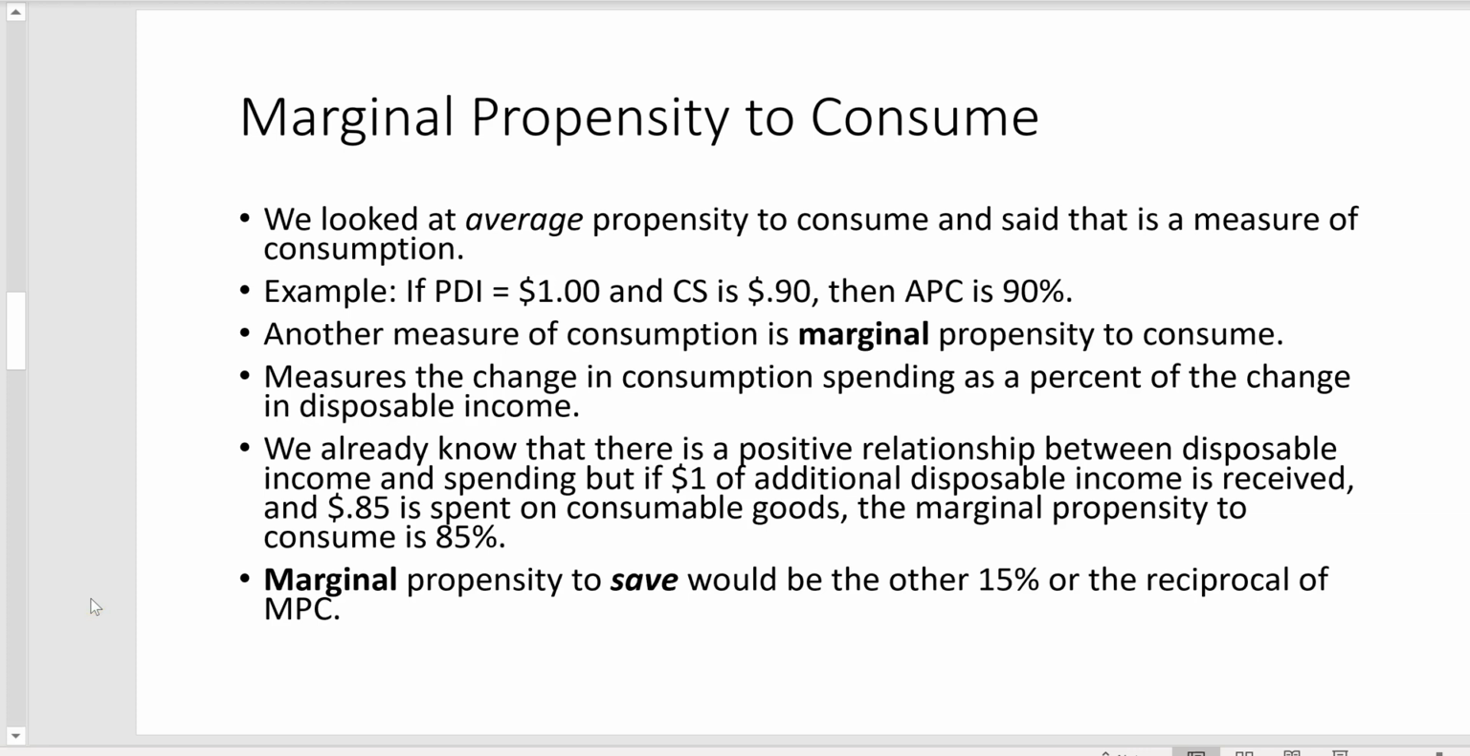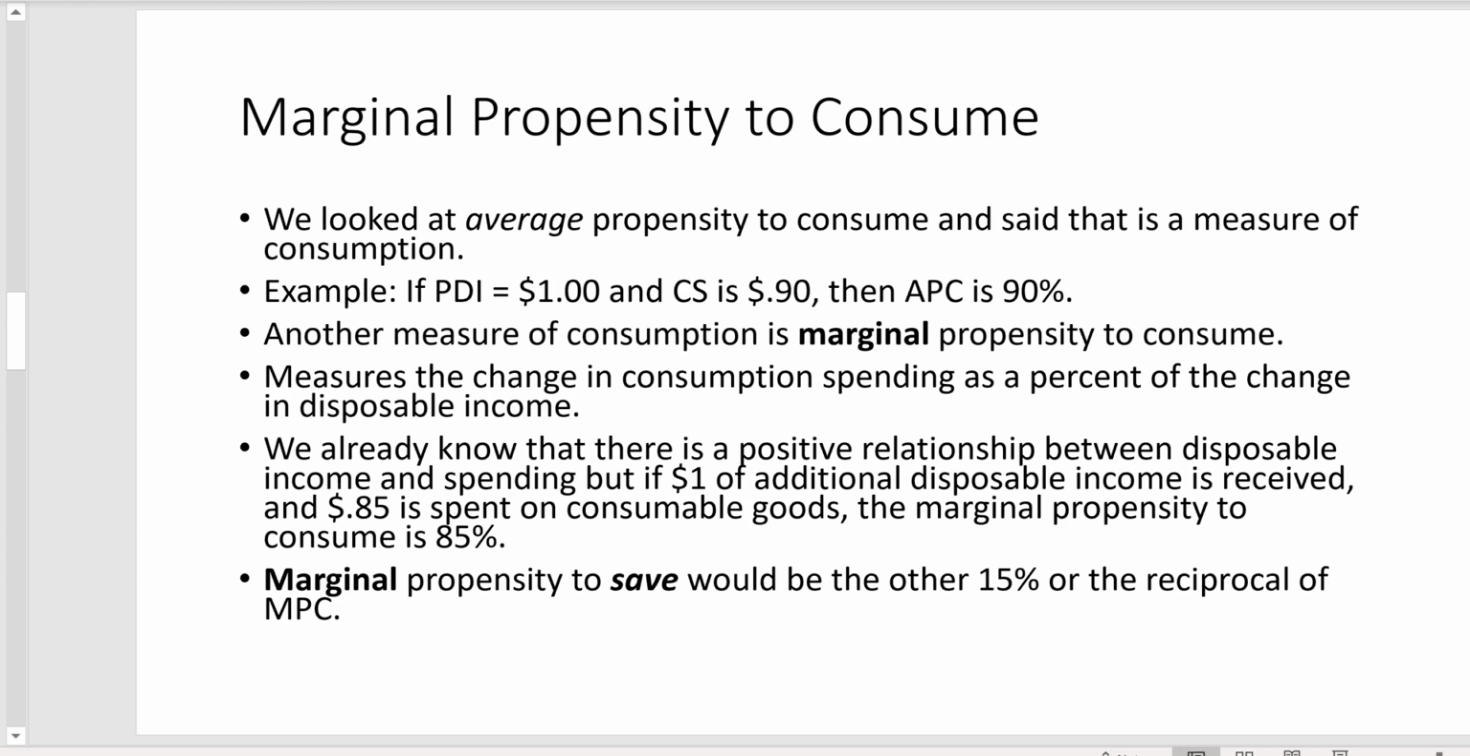Marginal propensity to consume measures the change in consumption spending as a percent of the change in disposable income. We already know that there's a positive relationship between disposable income and spending, but if $1 of additional disposable income is received and 85 cents is spent on consumable goods, then the marginal propensity to consume is 85%. And then the marginal propensity to save would be the other 15%, or the reciprocal of marginal propensity to consume.